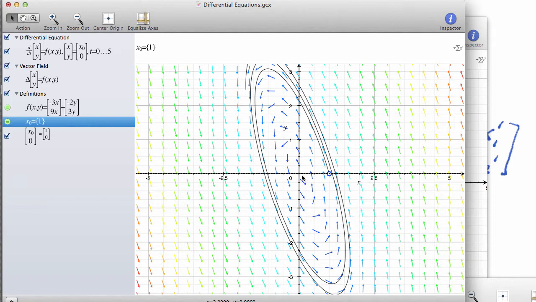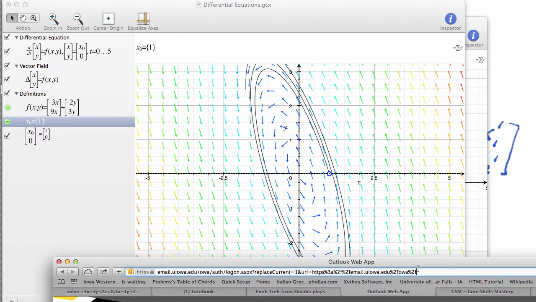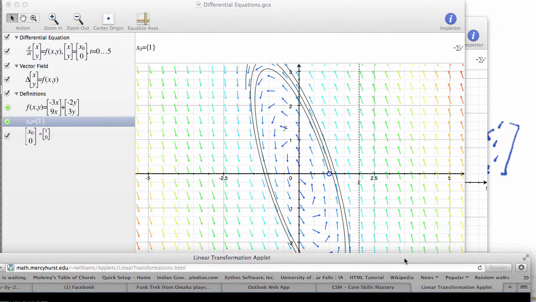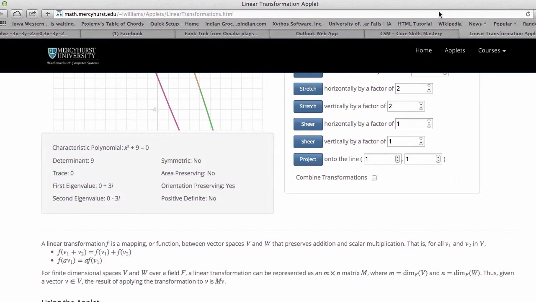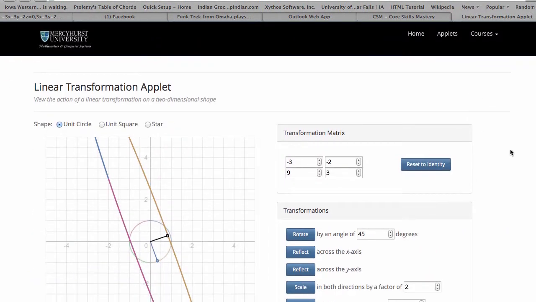All right, I want to show you one more thing before exiting. This is a very nice applet that a co-author of mine has created. She's at a university called Mercyhurst University in Erie, Pennsylvania, and she calls it the linear transformation applet. What I've done is enter just the matrix A in there. So we're not even thinking about differential equations, but you can see a lot of the behavior exhibited in differential equations by examining just this applet.